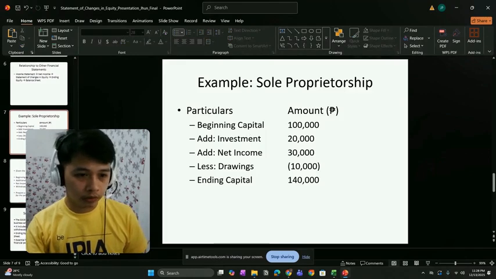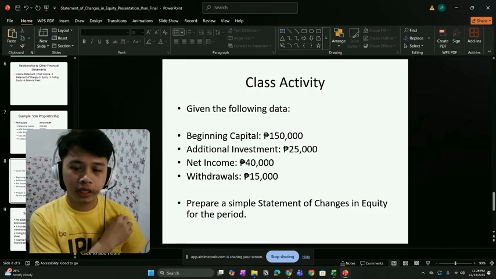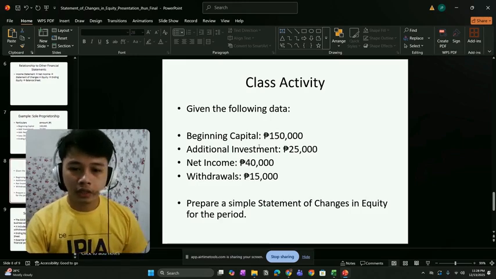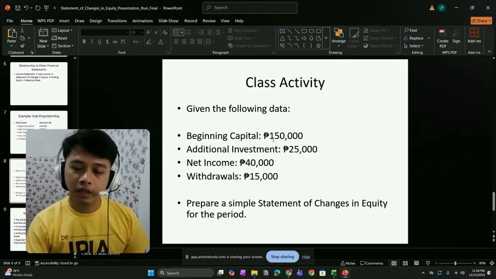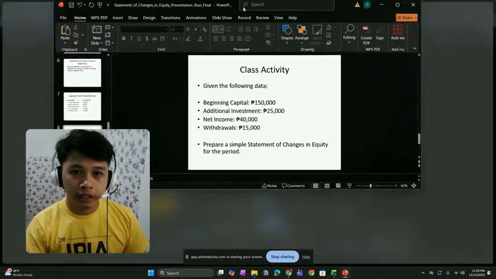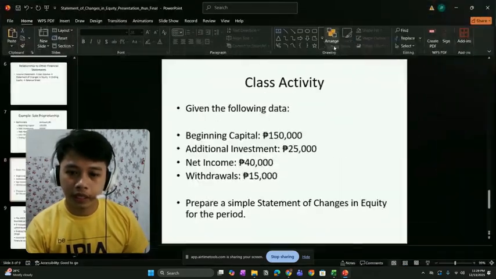Okay. So let's have a class activity. Given the following data, compute the following, no? So beginning capital is 150,000, additional investment is 25,000, net income 40,000, withdrawals 15,000. So mag-ano tayo guys? Mag-example tayo.